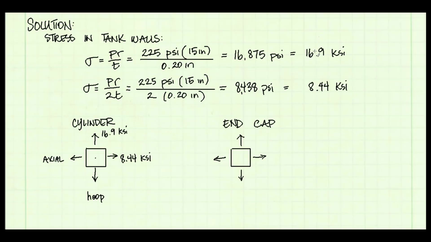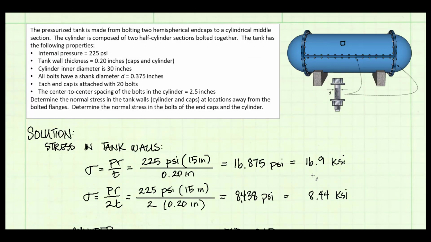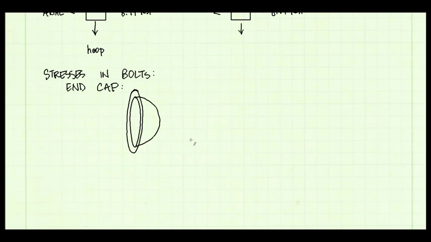For the end cap, the stresses are the same in all directions, and they're equal to the lower value, 8.44 KSI. The orientation of that stress element does not matter, since the stresses are the same in all directions. Now let's consider the stresses in the bolts.